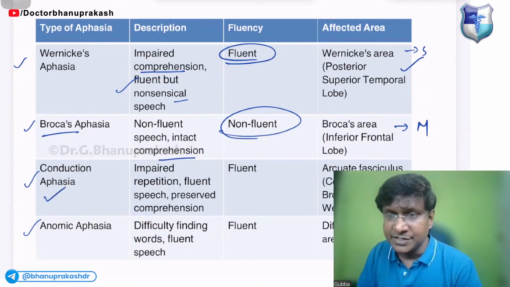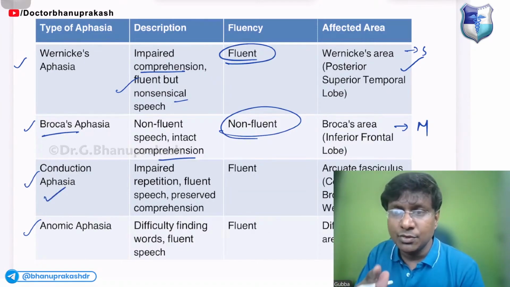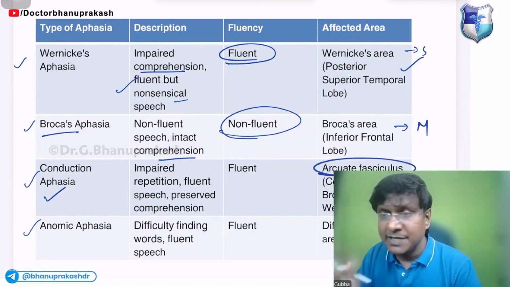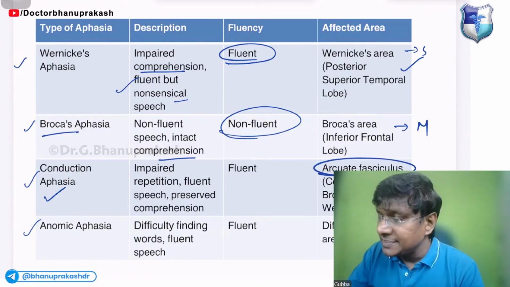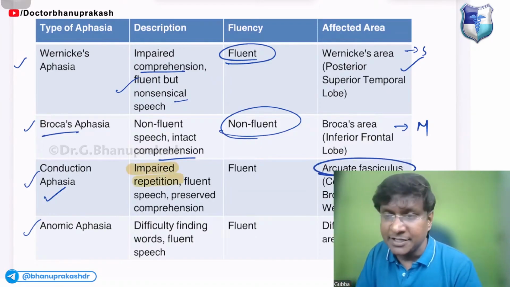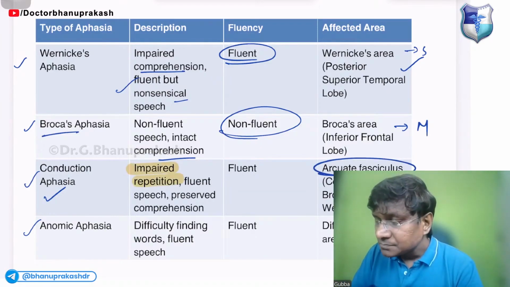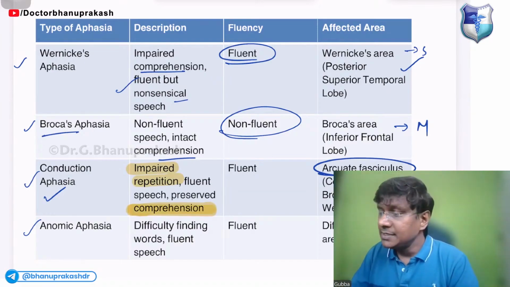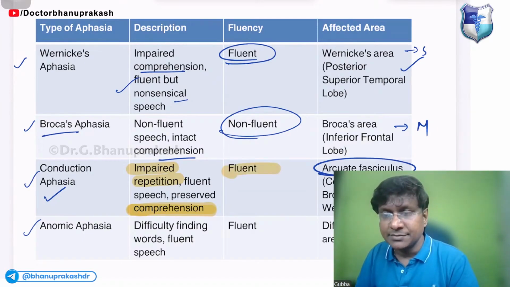Coming to conduction aphasia. Connecting Wernicke's area and Broca's area, you have the arcuate fibers. So the arcuate fasciculus is damaged in conduction aphasia. The important problem in these patients will be impaired repetition. But how will be the comprehension? The comprehension is preserved, right? And fluency is also preserved, but the repetition is impaired.